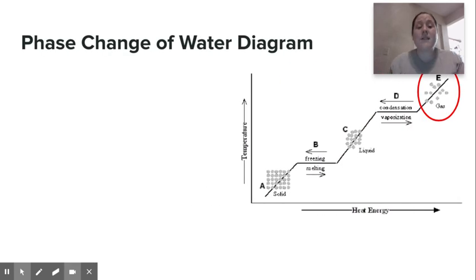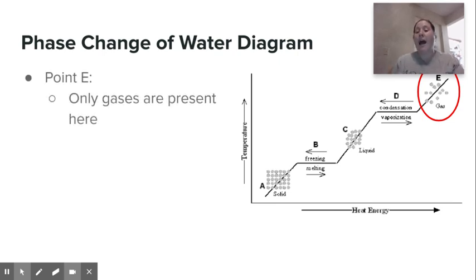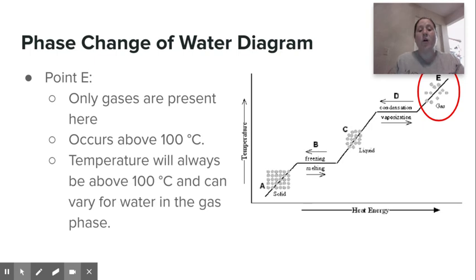And then the last point is point E. And at point E, only gases are present, and the temperature has to be greater than 100 degrees Celsius. And the temperature will always be above 100 degrees Celsius and can vary for water in the gas phase.